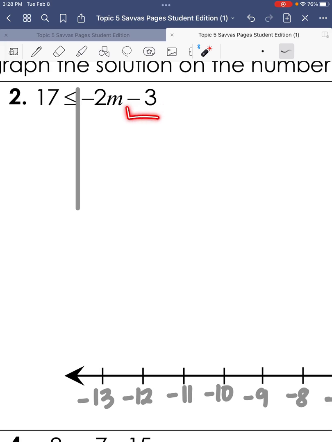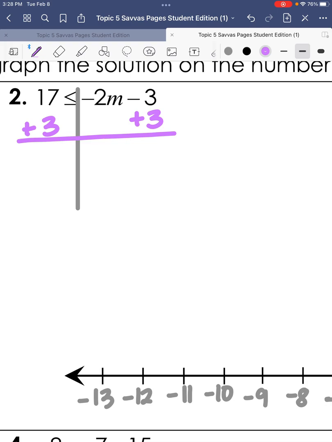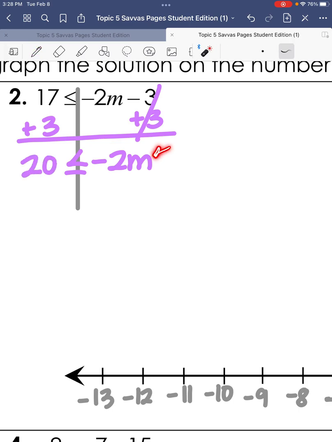So how do I undo a negative 3? Well, I add 3. So I'm adding 3 on both sides of my inequality symbol. Now on the side with the variable, my 3's will cancel out, and I can bring down negative 2m. Now because we added 3, there was no need for my sign to change. It's still less than or equal to. On the other side, 17 plus 3 is 20. Now I'm trying to get this m by itself, and it's attached to negative 2 through multiplication. So I undo that by dividing by negative 2 on both sides.